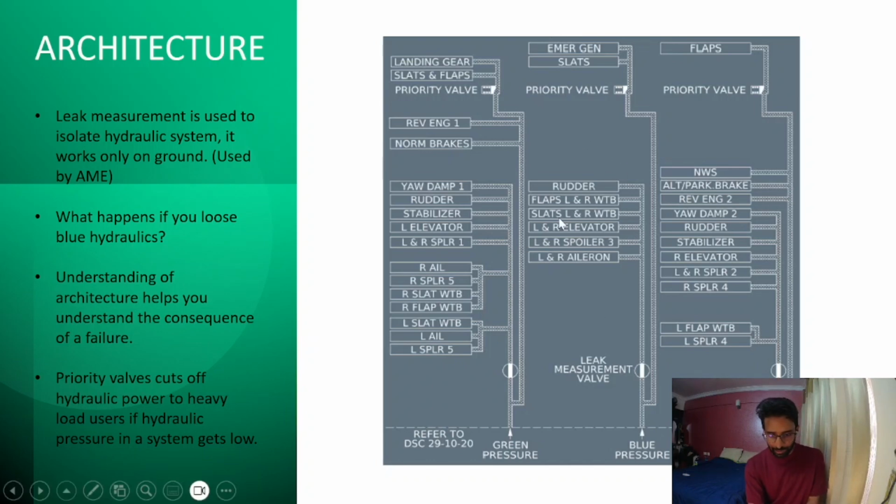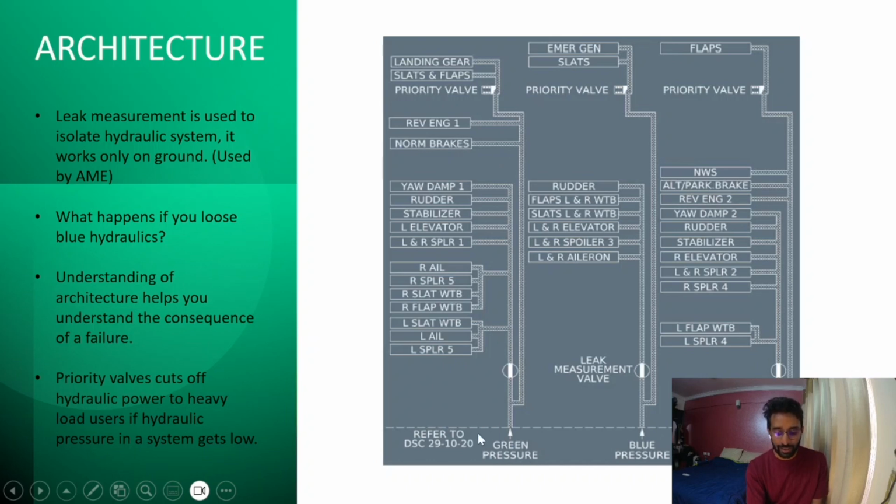So suppose your green pressure system fails. How do we use the architecture? Although the status page will show that the green system has failed and list the inoperative systems, it should also come to your mind, when you look at this diagram, that the green system failed, so my normal brakes are not going to work. But I have my alternate braking, which is supplied by the yellow system. See, this is system knowledge.